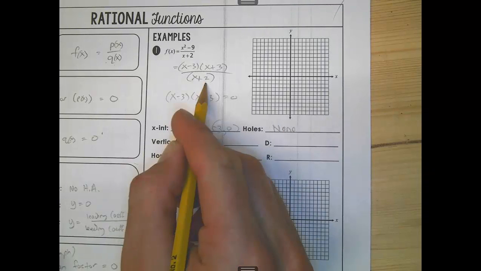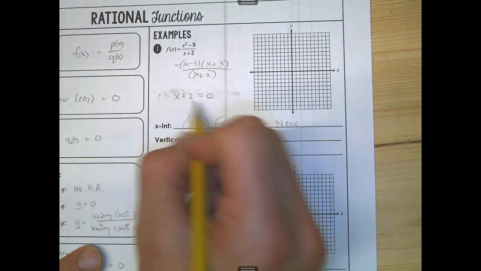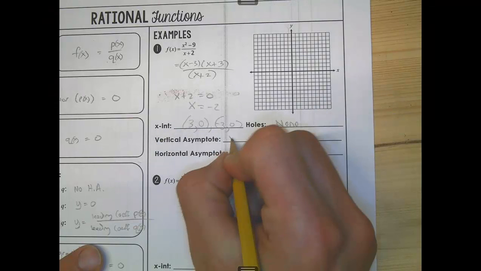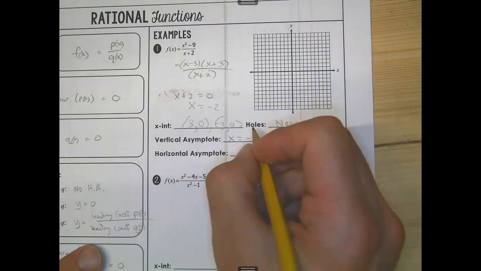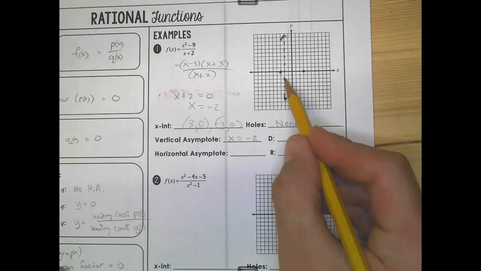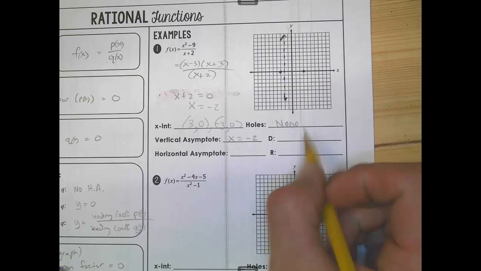Vertical asymptotes, we set the bottom equal to 0. So that's x plus 2 equals 0. We're going to subtract 2 from both sides, and we get negative 2. So the vertical asymptote is x equals negative 2. I'm going to start to sketch some of these things on the graph. So there you go. The vertical asymptote's there, as well as both x-intercepts.